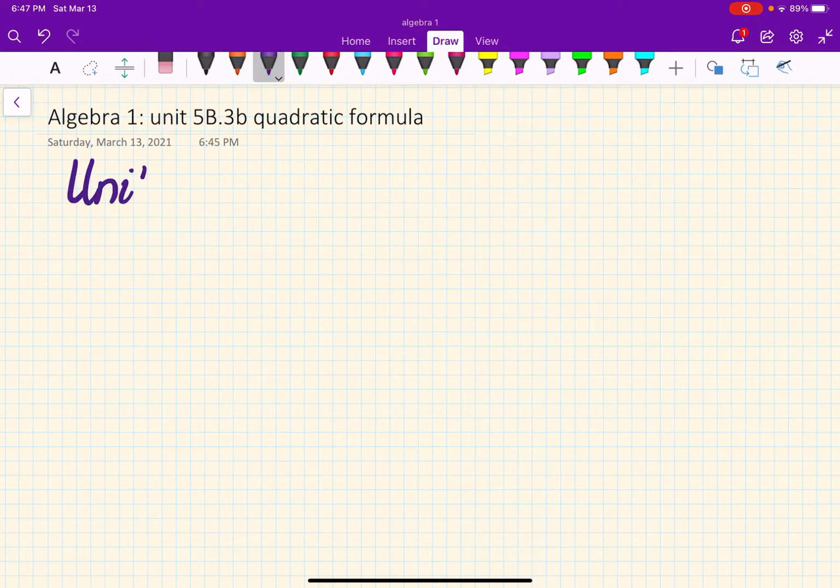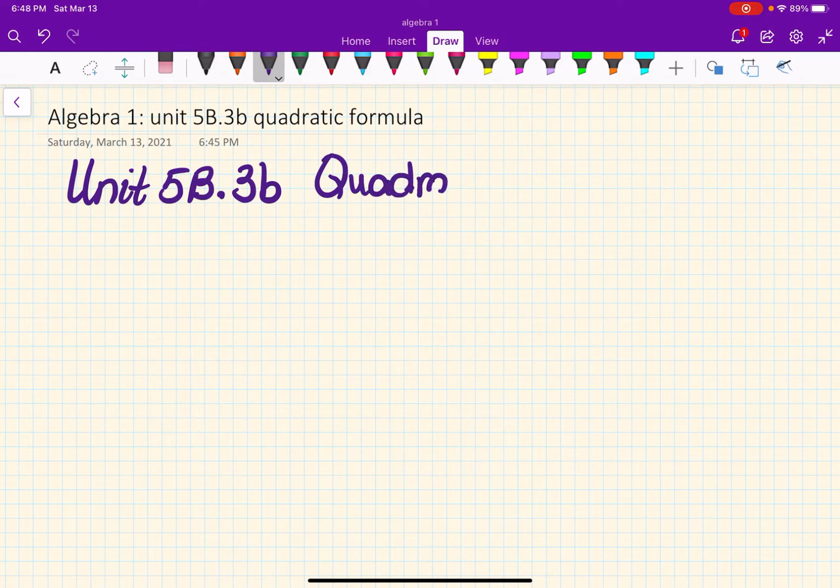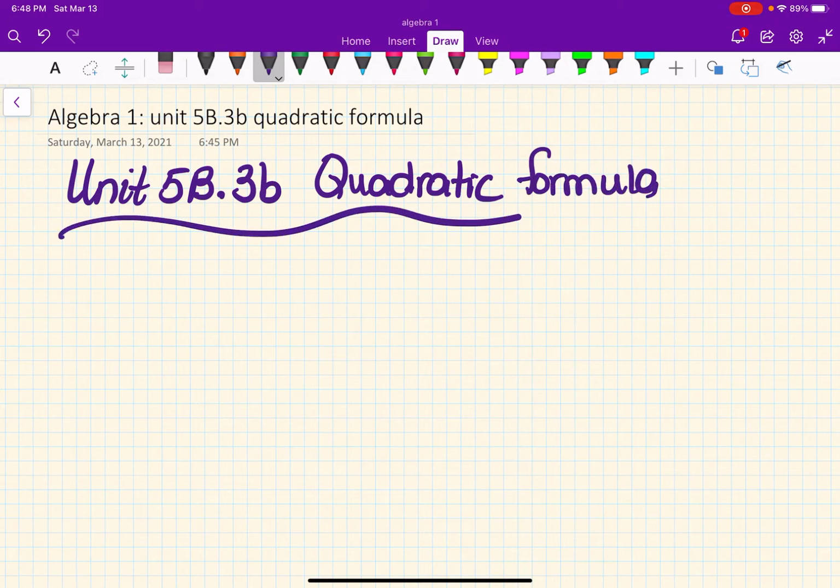Unit 5B, Section 3B. And we're going to complete the quadratic formula. We started it with the other unit section, and we're going to finish it up today. Okay, so this is the quadratic formula.